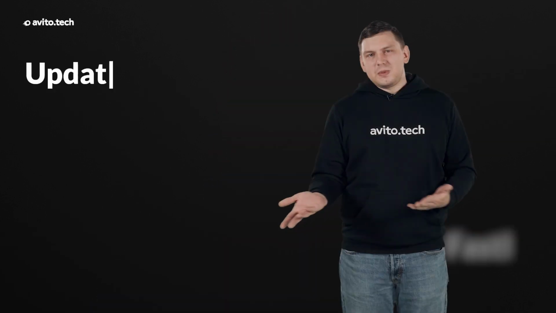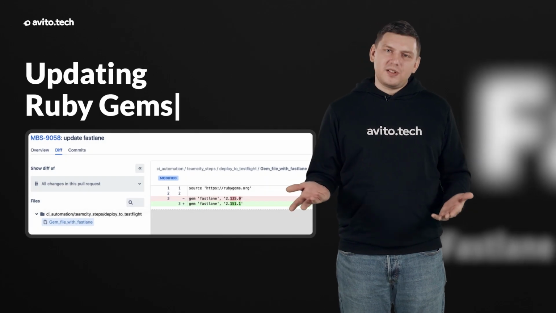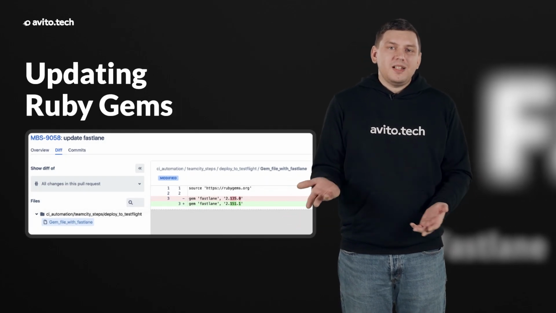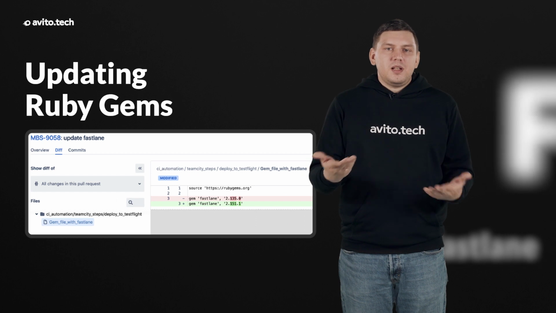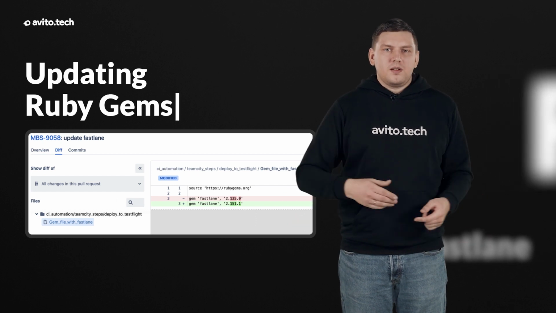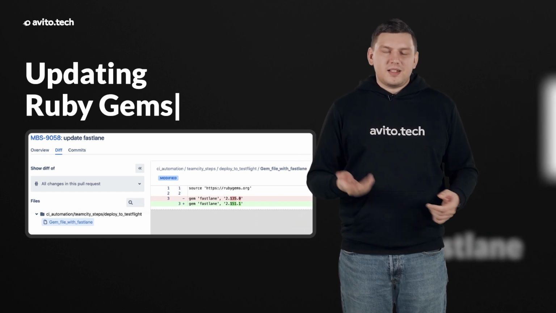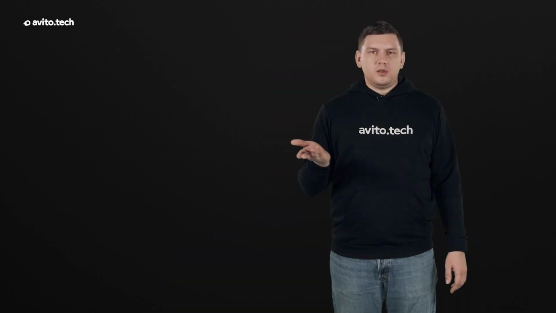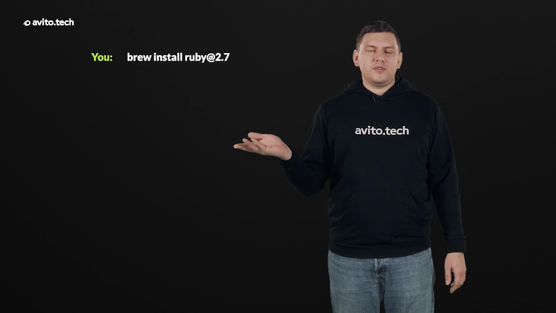Here's an example how we update Fastlane. Yes, we still use it to upload our binaries to App Store. But we update CocoaPods in a similar manner by just changing a single line in a text file. We use Brew to install Ruby, of course. But a couple of words about Homebrew. Here I'm trying to install Ruby version 2.7.